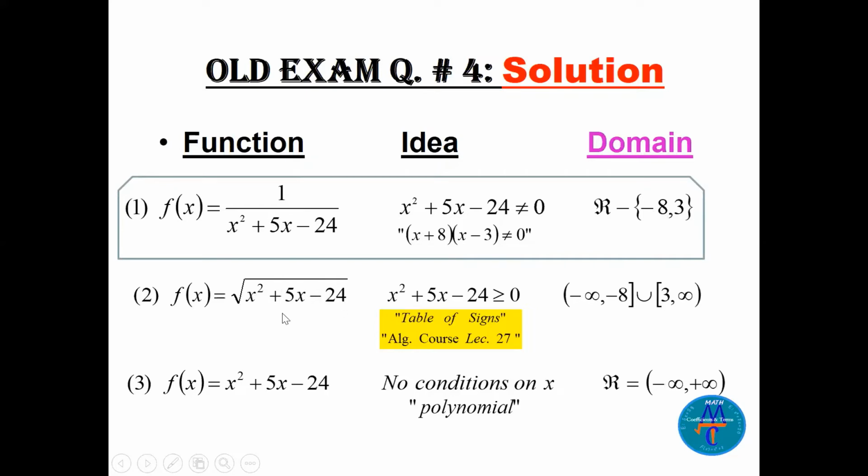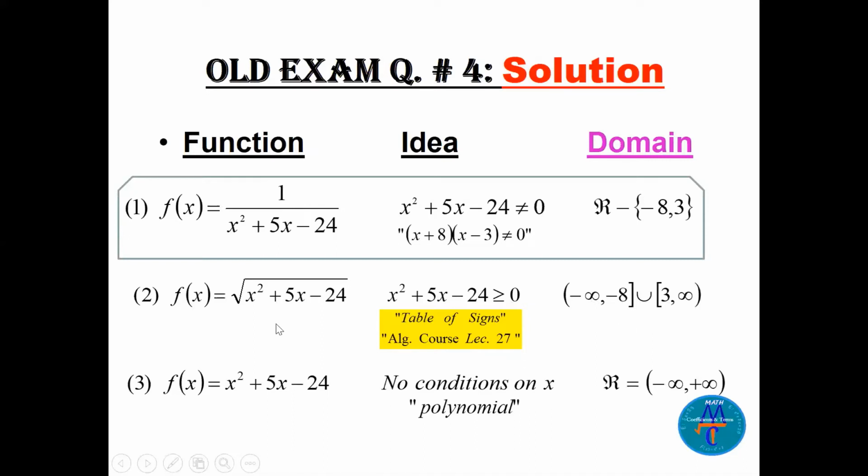I have to take all the radicand here, everything, capital M we call it. In lecture 27, we called it capital M. x squared plus 5x minus 24 greater than or equal to 0. Then you have to make a table of signs. See algebra course lecture 27, how to do the big table. And then you get minus infinity to minus 8 union closed 3 to infinity.